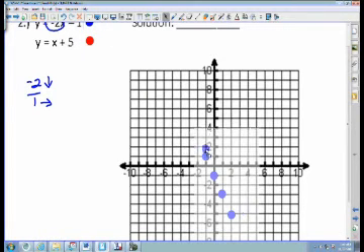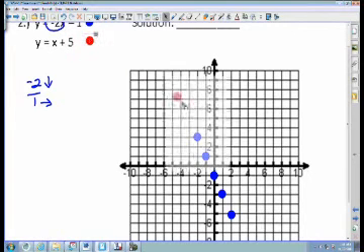I'm going to go up 2, to the left 1. Okay, I'm going to stop right here for just a second, and I'm going to go back to my other problem, which is x plus 5. So I'm going to go to plus 5, put a dot.